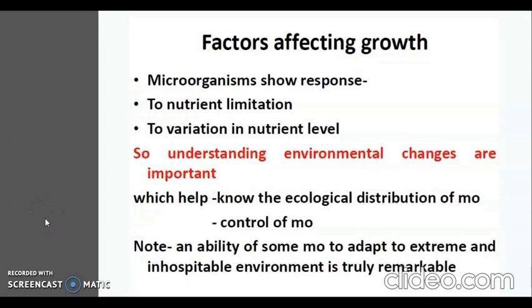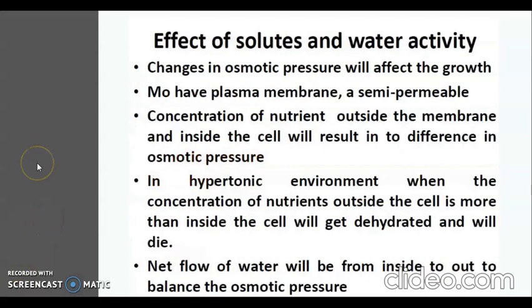There are various environmental factors that determine the microbial growth, and it includes solute concentration of the environment. Changes in osmotic pressure will affect the growth of microorganisms. It also has a plasma membrane, which is a semi-permeable membrane. Concentration of nutrient outside the membrane and inside the cell will result in a difference in osmotic pressure. Microorganisms are found in both hypotonic and hypertonic environments.